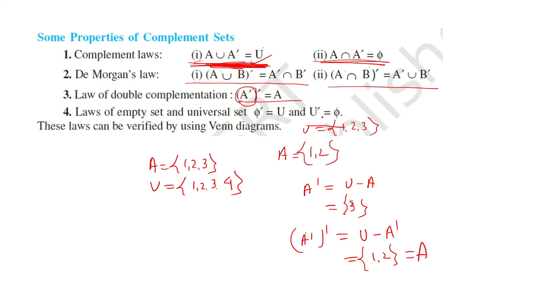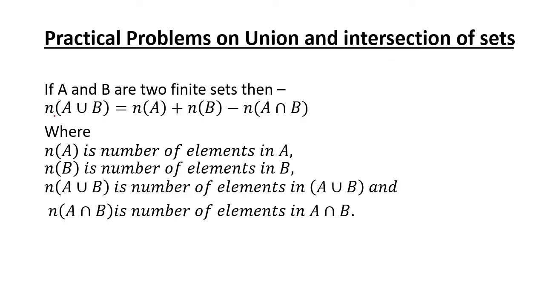So, practical problems on union and intersection. I have written a formula: n(A union B) equals n(A) plus n(B) minus n(A intersection B). What is this? n(A) is the number of elements in A. Suppose you have a set 1, 2, 3, whatever, then n(A) will represent the number of elements. Suppose you have a set like this, A, B, C. Then here n(A) will be 3, because 3 elements are there. So like this n(B), n(A union B), n(A intersection B), and this is a formula. With the help of this formula, you have to solve some problems.